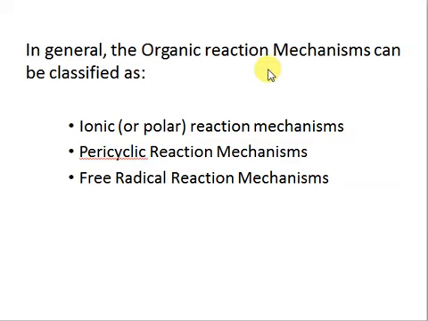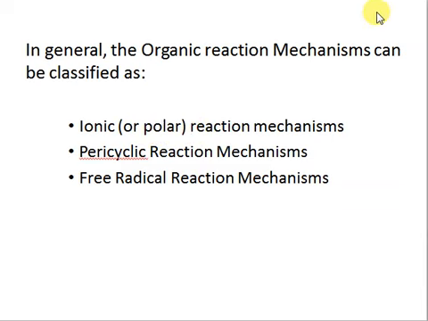So this heterolytic bond cleavage results in the formation of a positively charged species, which you know is known as a cation, while we get a negatively charged species which is known as an anion. Reaction mechanisms in which we get a cation or anion are known as ionic or polar reaction mechanisms. So whenever you see generation of a positive and a negative charge in a reaction, just keep in mind this is an ionic or polar reaction mechanism.